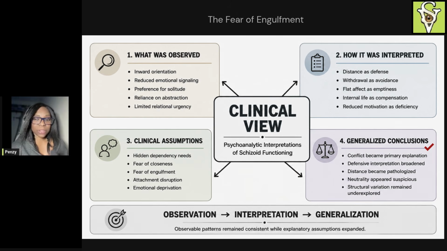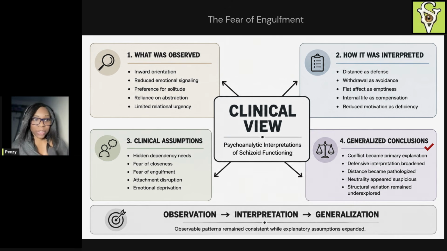Similar outward behaviors don't always emerge from the same internal dynamics. Two individuals may appear similarly withdrawn externally, however, internally, the underlying structure may be very different. For some people, fear, conflict, and attachment disruption can remain central, whilst for others, regulation, pacing, and internal organization may be more at the forefront.